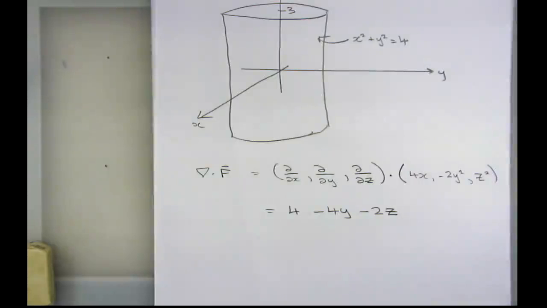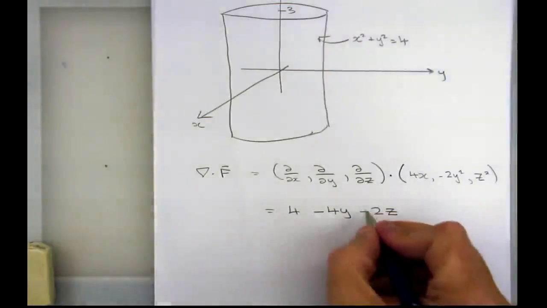All right, so that's its divergence. Now I've got a z in here. All right, that's a bit of a problem. And something's wrong. Oh, yep, thank you.